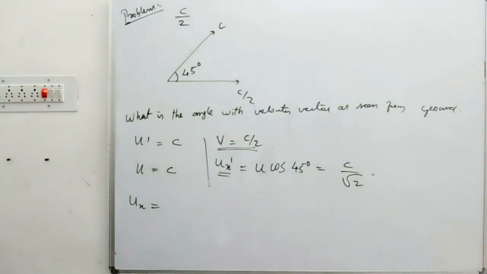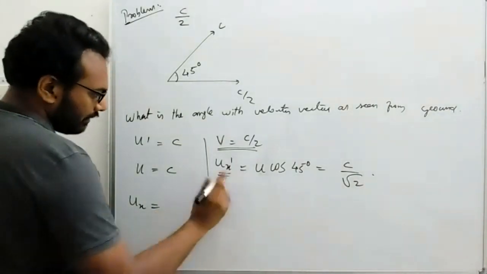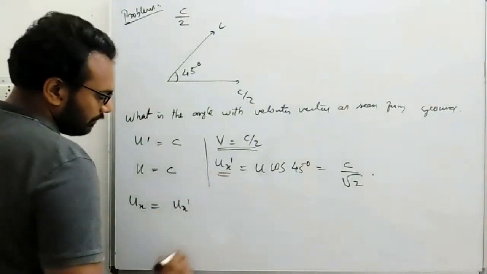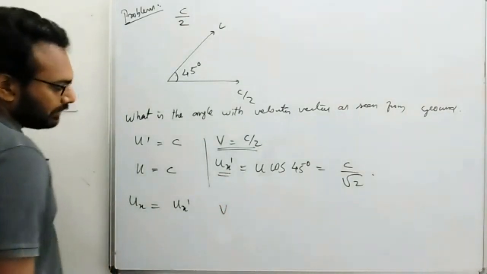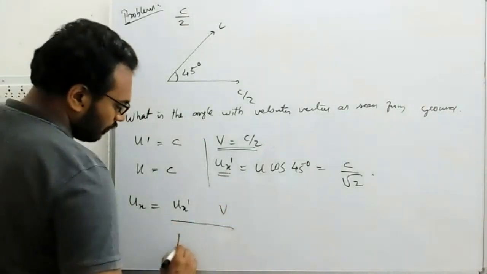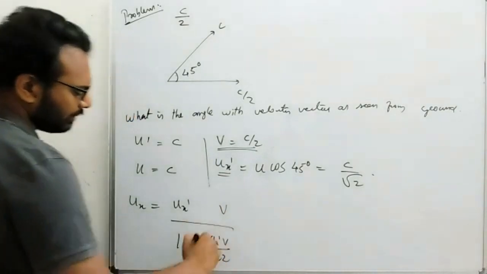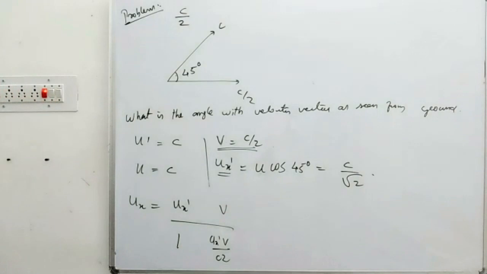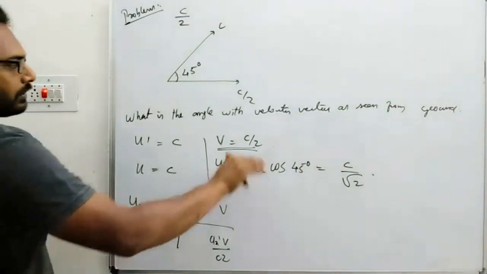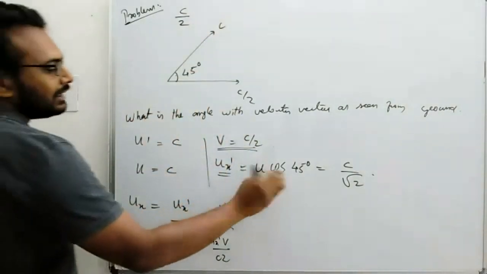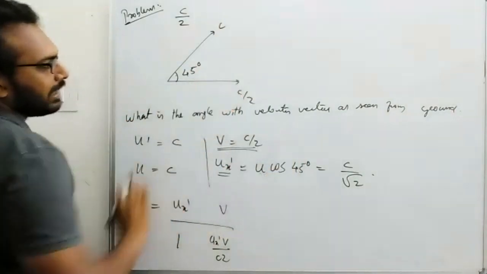Is it more or less? We have got ux prime and we have got V, which is the speed of the car, divided by 1 plus or minus ux prime V by c square. It's a plus or minus over there. This is the x component of the velocity c as seen from the car, moving parallel to it.